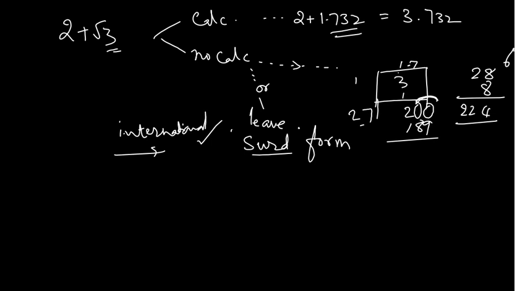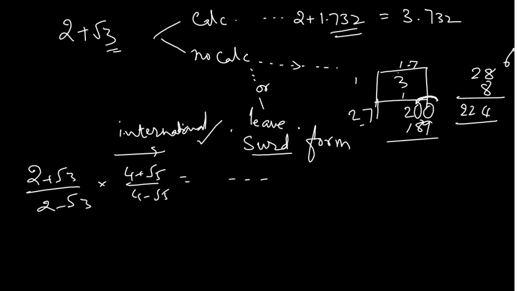But remember that we won't leave it like that. For example, you have a huge thing like 2 plus root 3 divided by 2 minus root 3 multiplied by 4 plus root 5 divided by 4 minus root 5. Whatever you did, finally you got an answer. Then you make sure that the denominator is rational. Your final answer must be this, definitely, whatever you do.